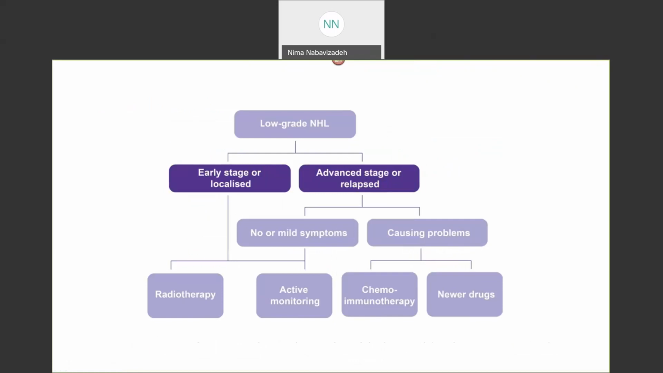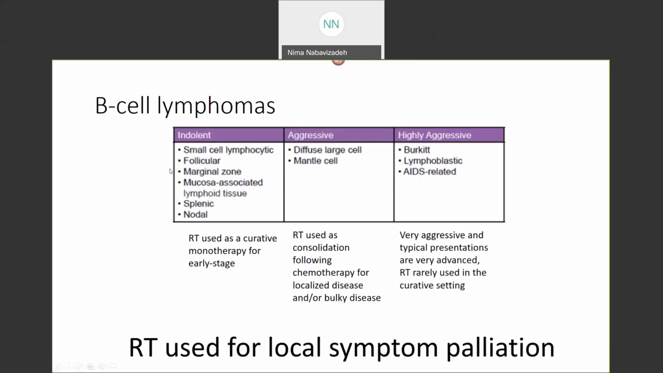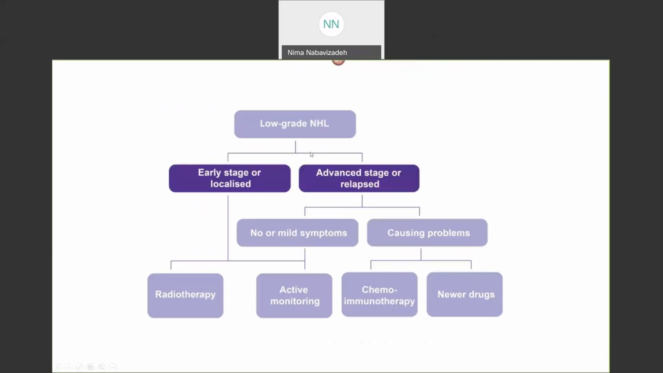So for the low-grade non-Hodgkin's lymphomas, those are the indolent lymphomas that we talked about, the ones right here on the left side. We can further divide these into early stage patients or advanced stage patients. Like I mentioned earlier, early stage patients can be cured with radiation alone. For the advanced stage patients, we need to determine whether they're having symptoms or not. We also need to determine whether they're having cytopenias or not.